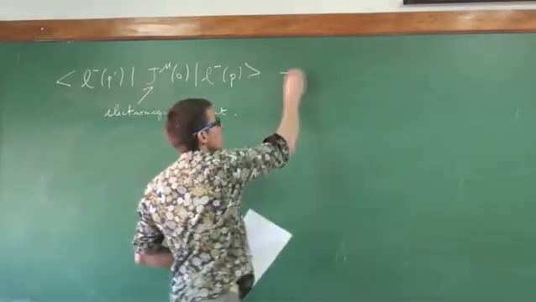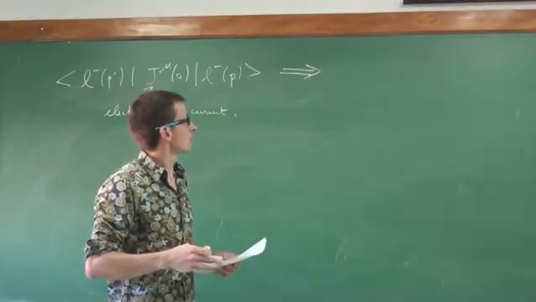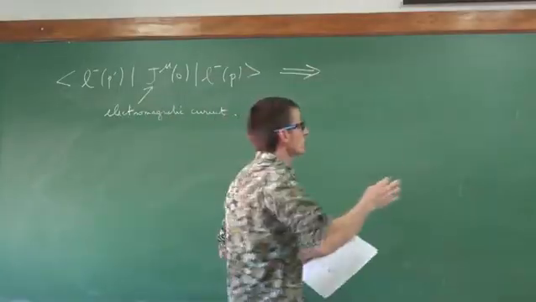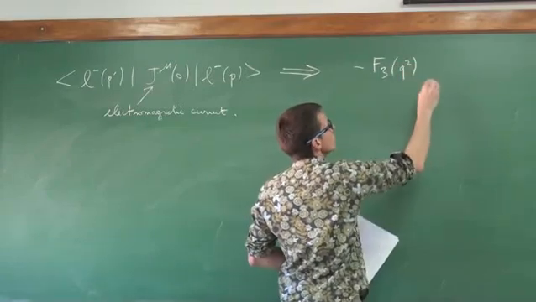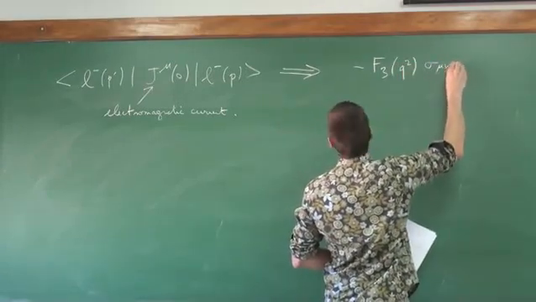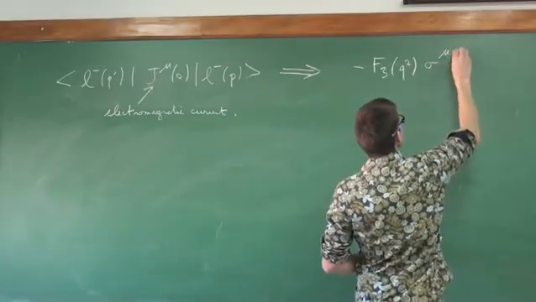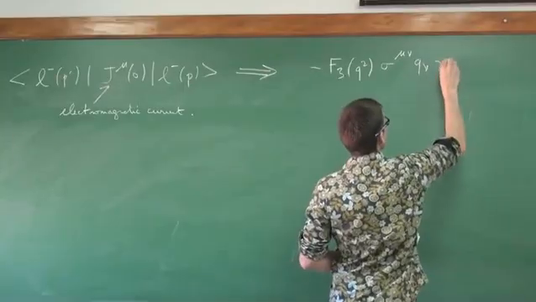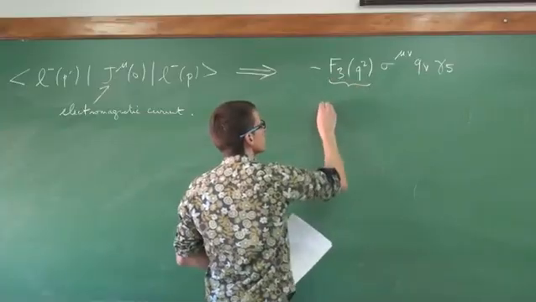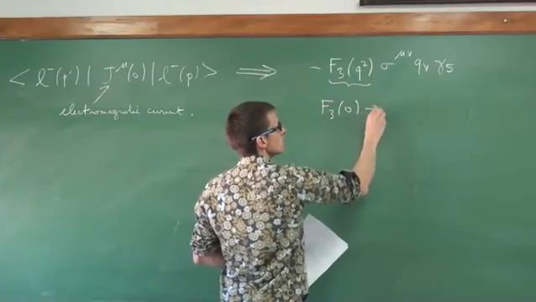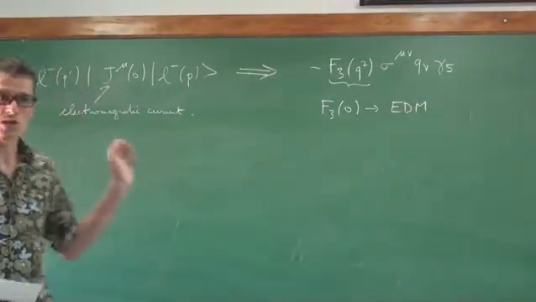And this led to the anomaly, as we saw, and we computed a lot of things in this part of physics. But this also leads to a term which is minus F3(Q squared) sigma mu nu times gamma 5. And this term, this form factor, is related to the EDM, the electric dipole moment of the charged leptons.